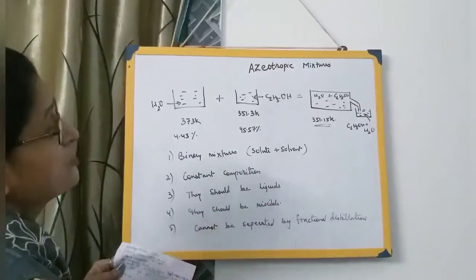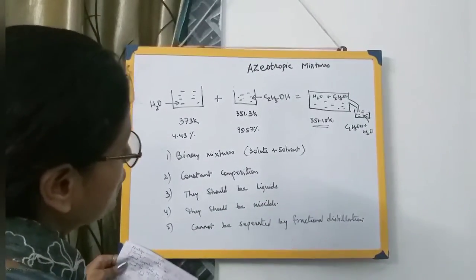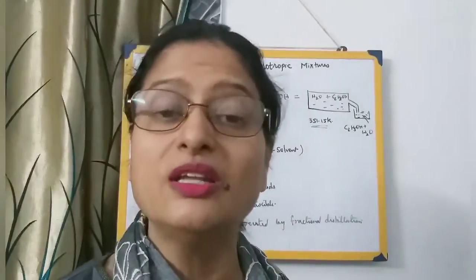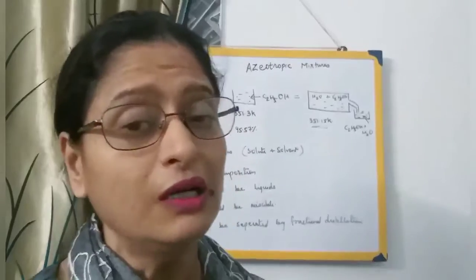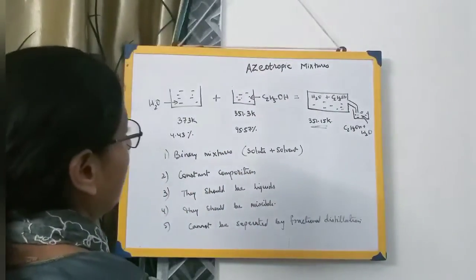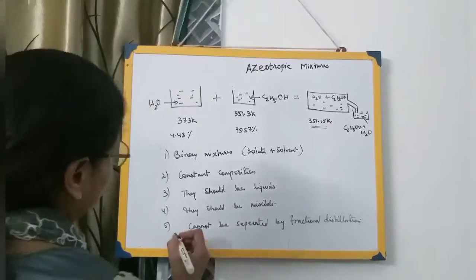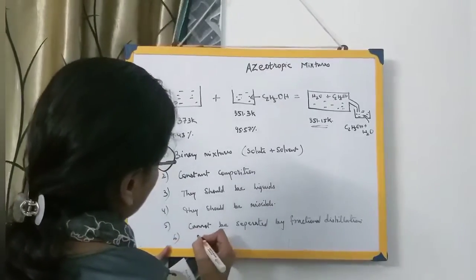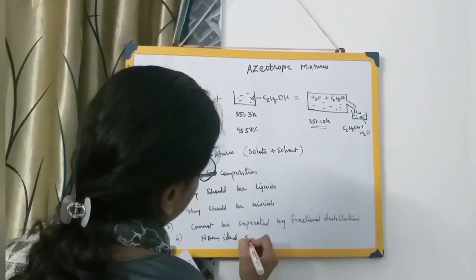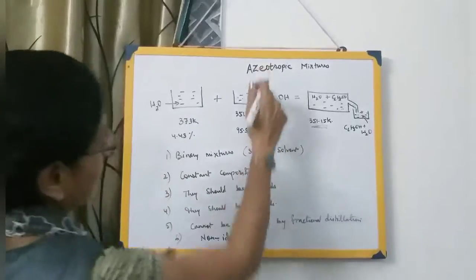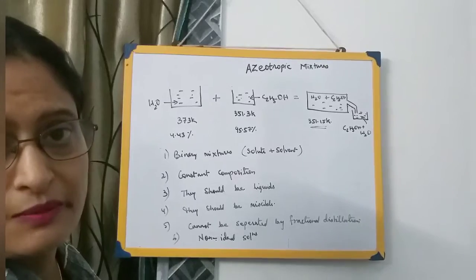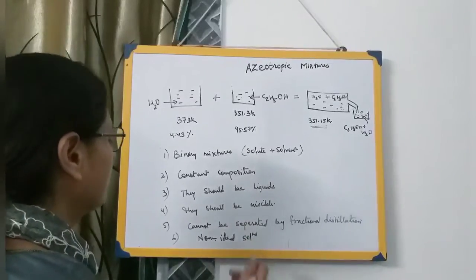So if it is an azeotropic mixture, it is not possible for us to separate them by fractional distillation. Then we have to adopt certain other methods for the separation of these components. So these are certain characteristics of the azeotropic mixture. And the last but not the least, all the non-ideal solutions, non-ideal solutions form these azeotropic mixtures. I repeat once again, the non-ideal solutions form these azeotropic mixtures.